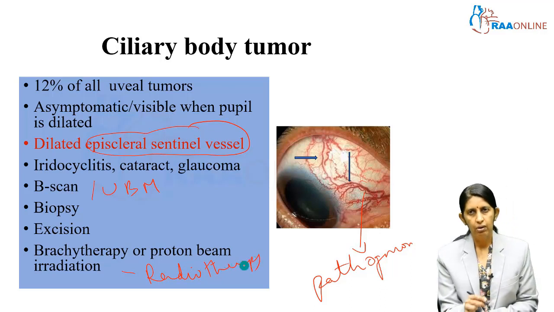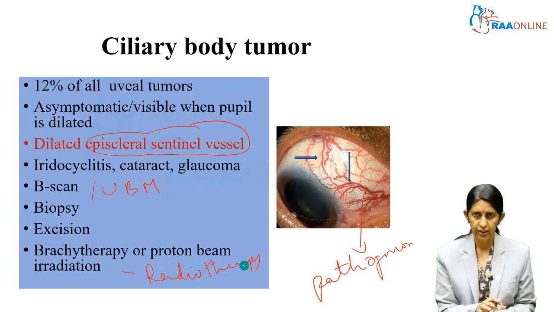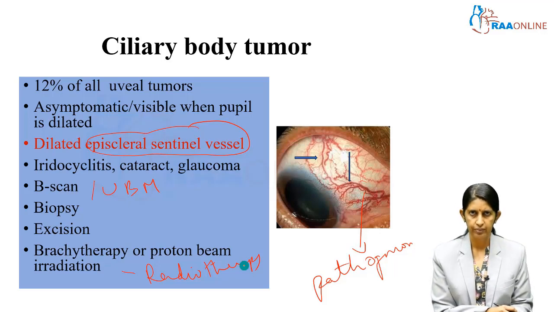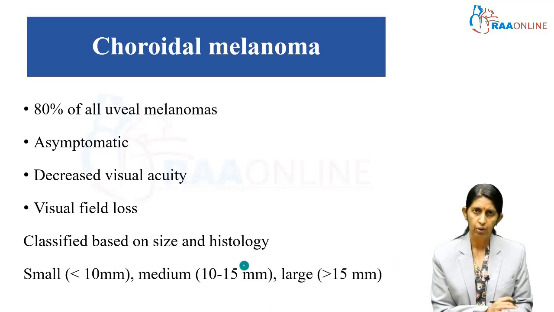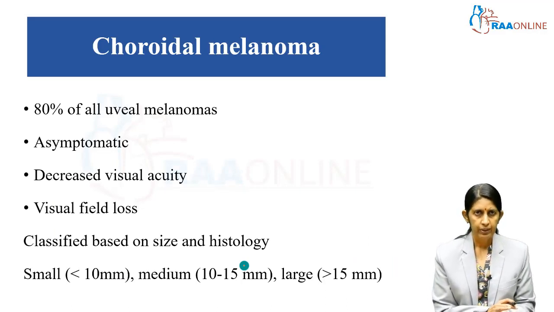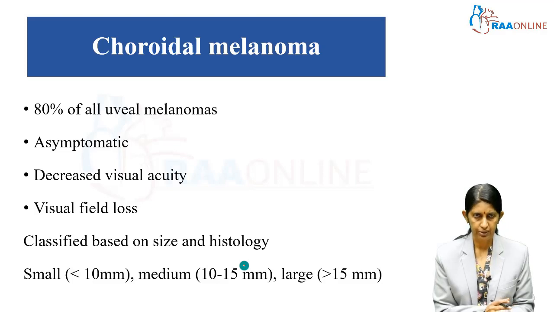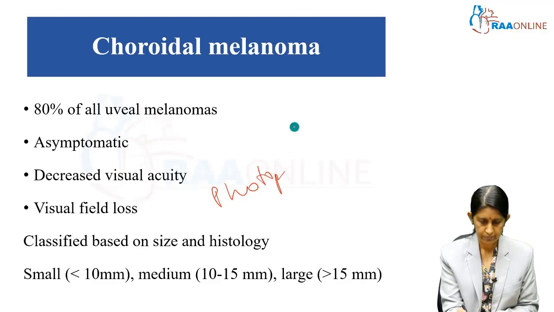Just to note that ocular tumors are very important because we have just a few tumors that can present in the eye, and almost all of them are not very common, but if they do occur, they can cause catastrophic complications. Hence, it's very important for us to pick up tumors at the earliest stage. Now, choroidal melanoma is one of the very dangerous tumors, and it contributes to 80% of all uveal melanomas. Most of the time, choroidal melanomas are asymptomatic for a long time, but they can produce decreased visual acuity and visual field loss. Another important feature that they can produce is photophobia.